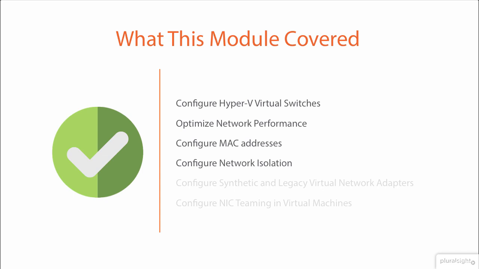We spent some more time also talking about network isolation, going beyond that private virtual switch and looking at VLANs and the support for VLANs both through the physical network adapter from the Hyper-V host out to a switch, and also the virtualized VLANs that you can set up.